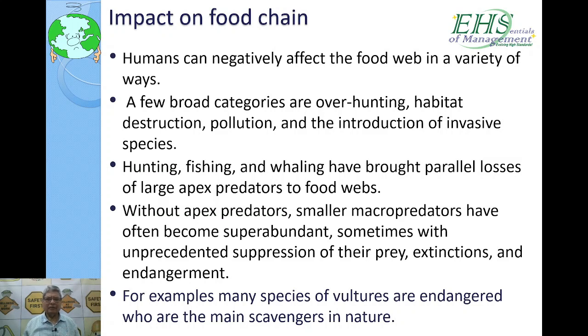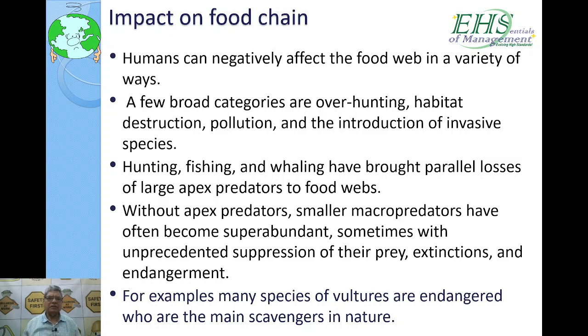Then there is the pollution. The water is polluted and land is polluted, and because of that, the food chain is disturbed, and sometimes there is an introduction of invasive species which becomes a danger to the species which are actually inhabitants of that habitat. Say for example, the Congress grass.